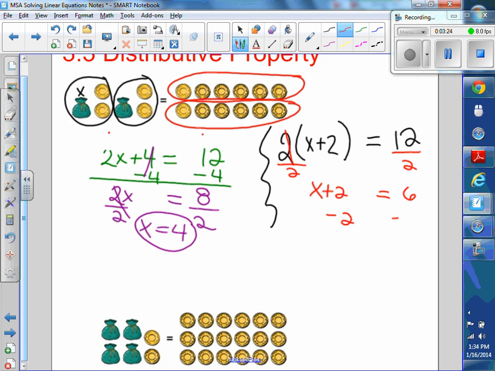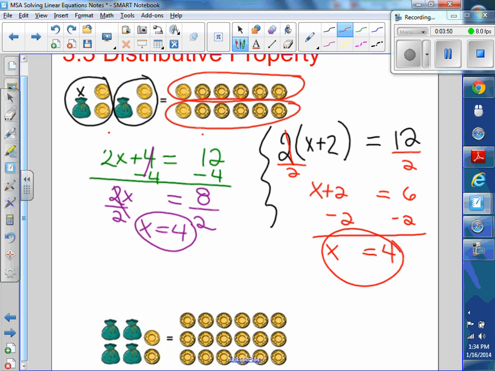And subtract 2. And I get x equals 4. I get the same answer a different way. But it's less work. So sometimes this method could be less work. Allie? X has to be 4 because we showed it 2 different ways.